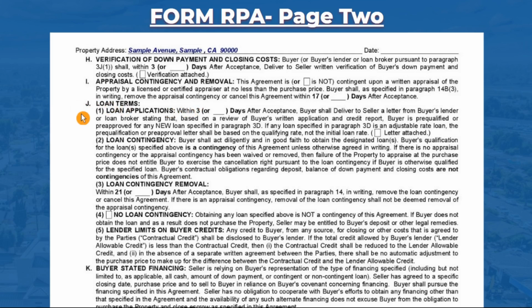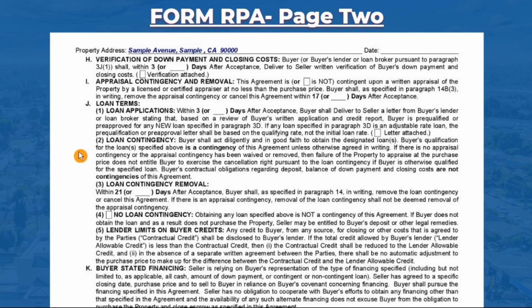The loan term section states that within 3 days after acceptance, the buyer needs to deliver a letter from their lender or the loan broker stating that they have been approved for the loan. I like to include a pre-approval letter with the offer as well, but you actually have 3 days to produce that information if needed.